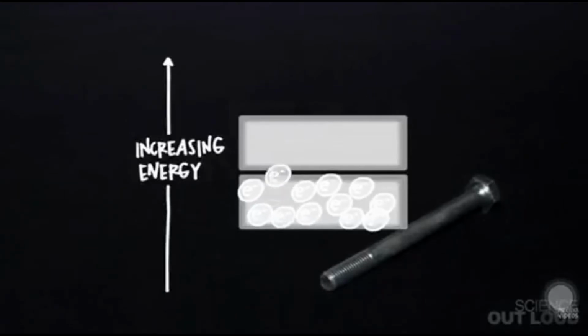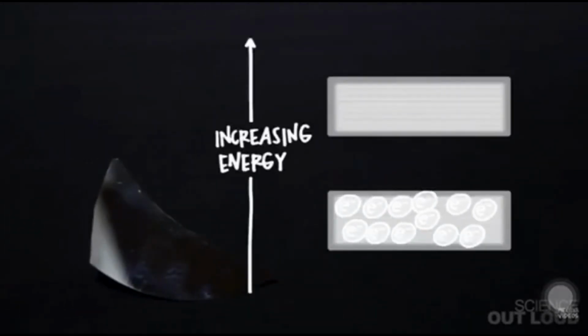Metals have no gap at all. Electrons can move to the higher energy levels with no problem. Current can flow. Semiconductors fall somewhere in the middle. They have a medium-sized band gap.